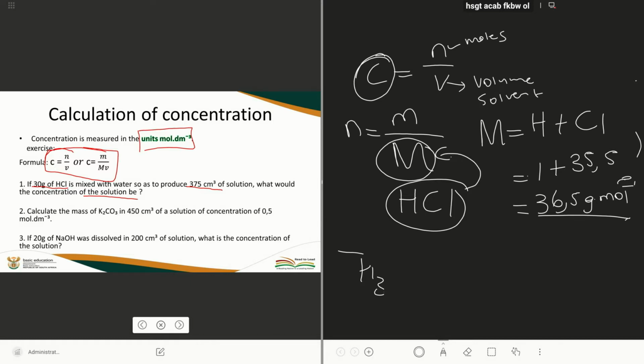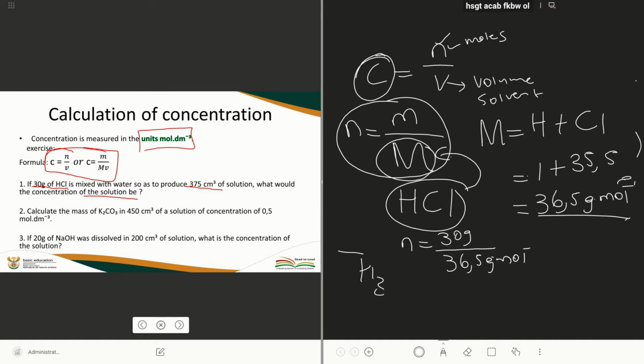Then, after finding the molar mass of hydrochloric acid, you can now use the formula n is equal to m over M, mass over molar mass, to calculate the number of moles that you can use to calculate concentration. So the number of moles is going to be the mass of hydrochloric acid, which we were told is 30 grams, and then the molar mass is 36,5 grams per mole.